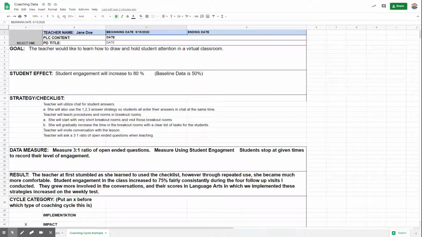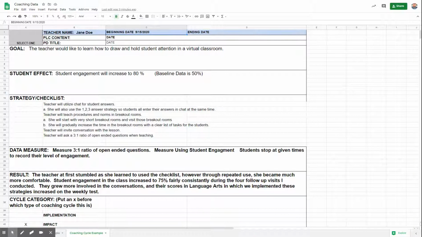With that, through our conversations, we came up with some ideas. I shared some ideas and she liked them and she had some of her own. So she says, I'm going to use the chat for students' answers. We're going to try that strategy where it's 1, 2, 3 answer and they all hit enter at the same time. We're going to start by teaching procedures very clearly in the norms for breakout rooms, and we're going to build up our stamina in time with the breakout rooms. So we're just going to start with 1 or 2 minutes in the breakout room.